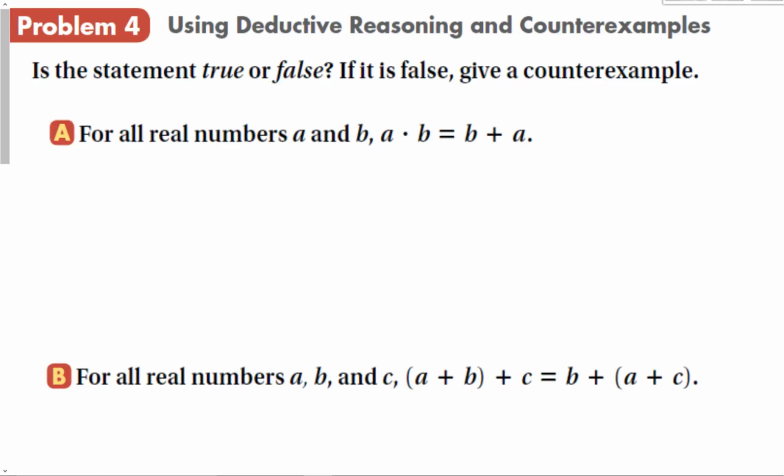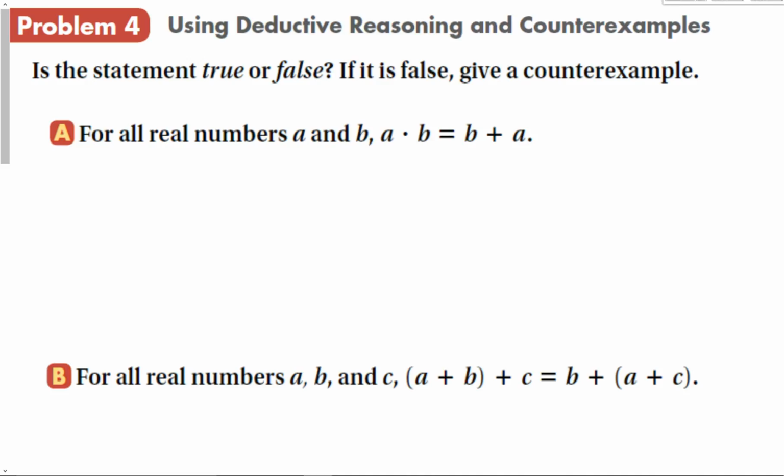So let's take a look at this. Is this statement, using deductive reasoning and counterexamples, okay, it's problem 4, is the statement true or false? If it is false, give a counterexample. For all real numbers a and b, a times b is equal to b plus a. Well, that kind of looks a little bit like the commutative property, but not really, because we have a multiplication there and an addition there.